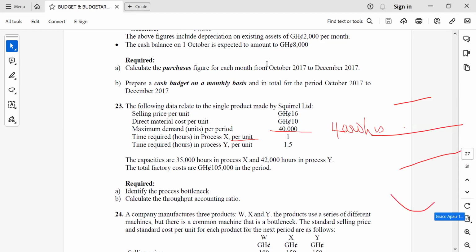Let's come to process Y. What is the hours per unit? 1.5. Okay. So we are producing 40,000. How many hours do we need there? 60,000 hours. Okay.